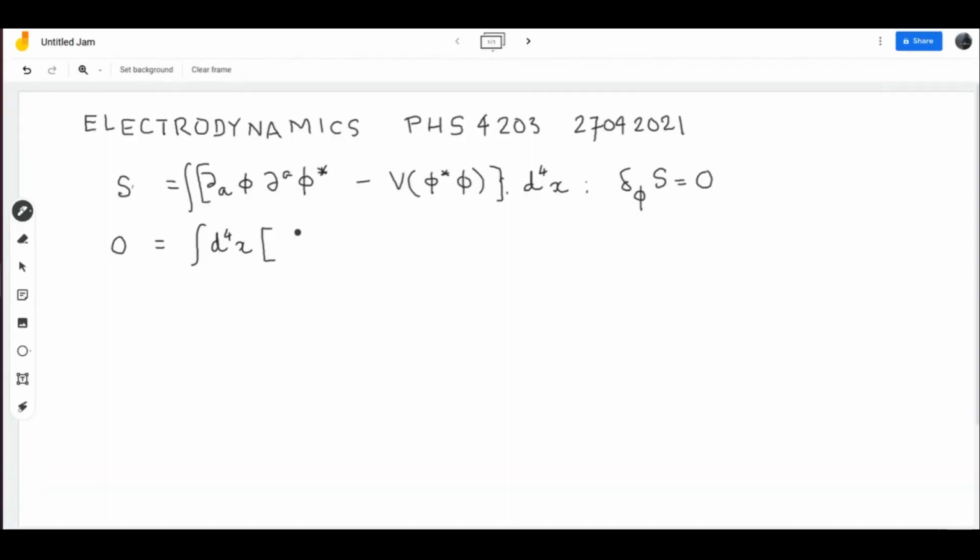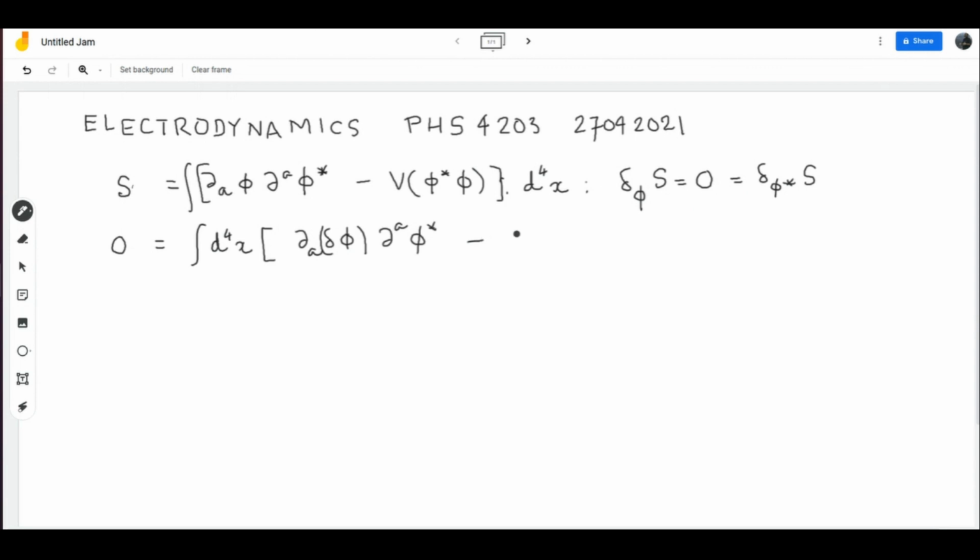So we have two terms. One is del A delta phi, del A phi star. So we are now making a variation with respect to phi star, but we can also make a variation with respect to phi. We'll do that later. So that's one term. And then we are not varying with respect to phi star now.